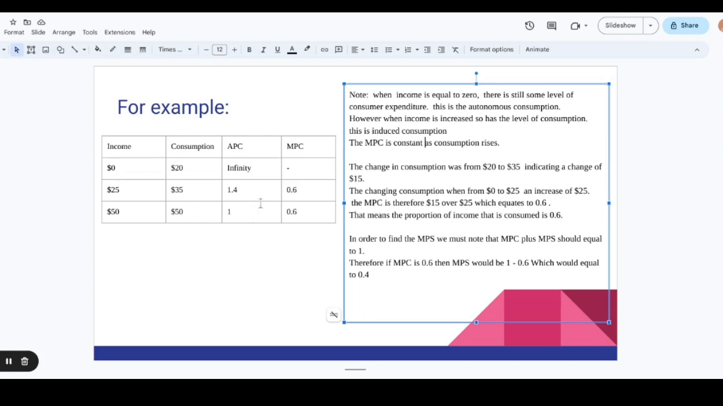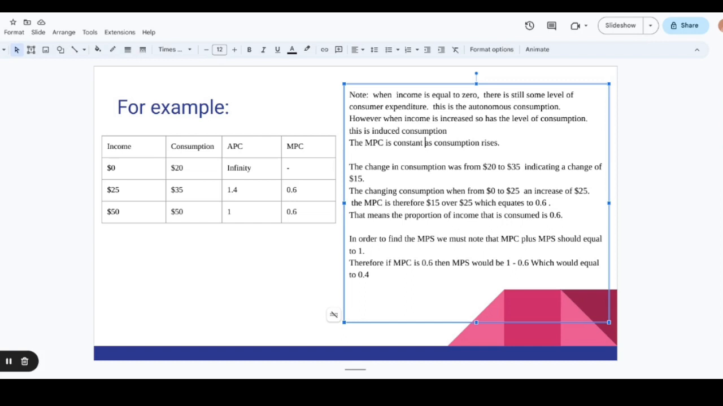And that's how you get it. When you work it out, you're supposed to get 0.6. So do that and let me know if you get it. So this 0.6 means that the proportion of income that is consumed is 0.6. It's like 60%.